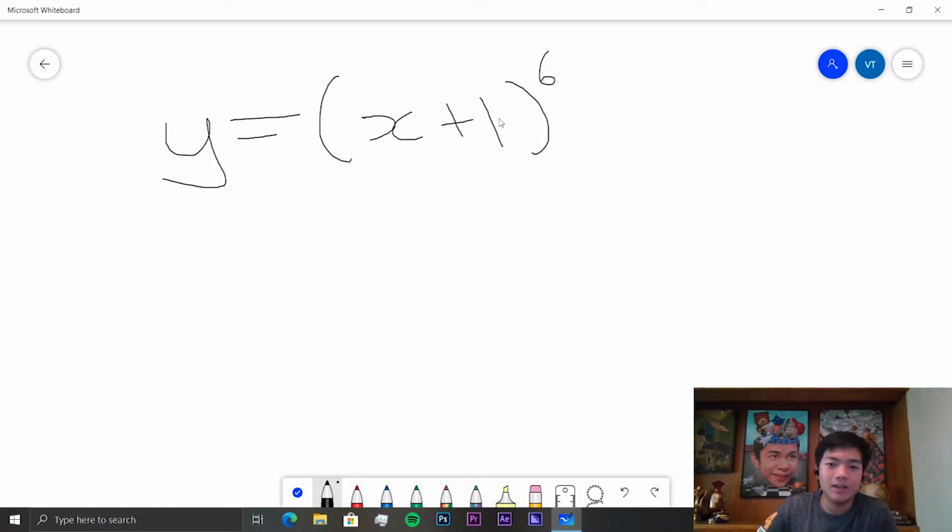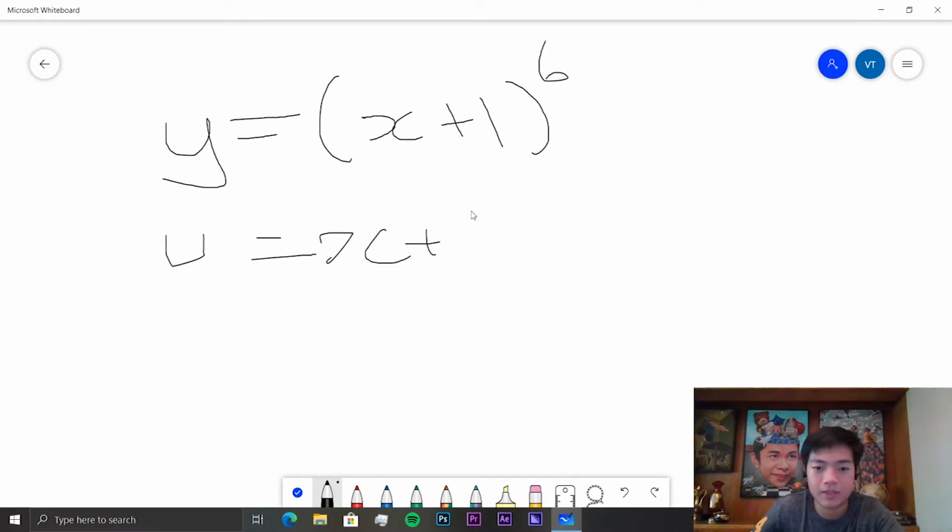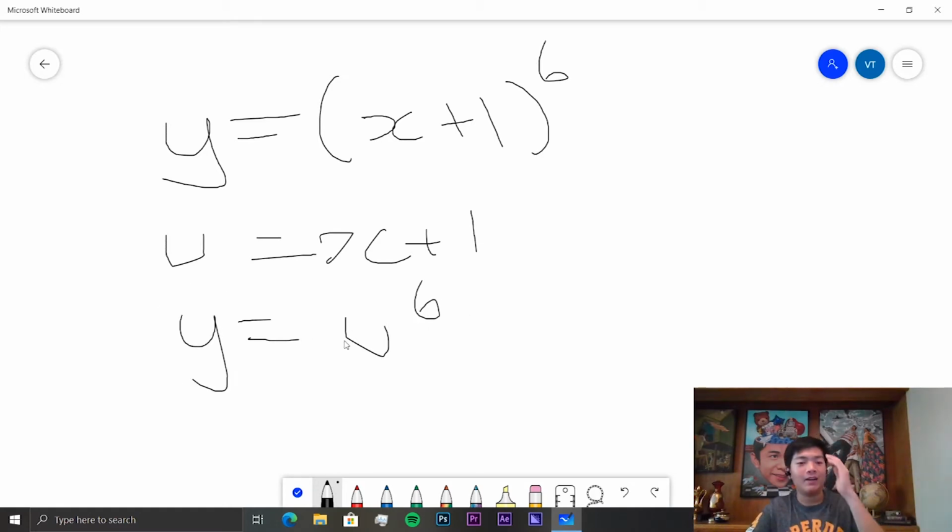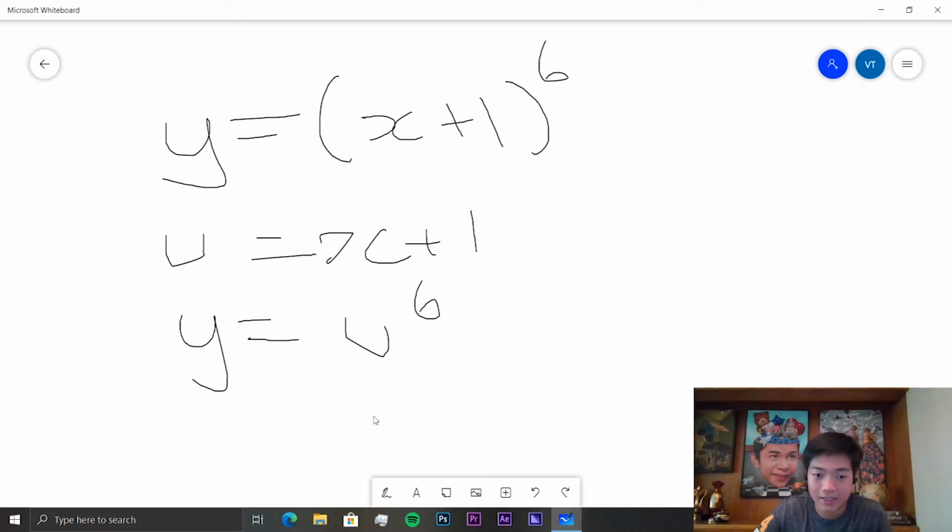If we split this apart, let's define the function u as equal to x plus 1. And then y is equal to u to the 6. If we have a function that's composite like this, then we can use the chain rule to easily differentiate it.